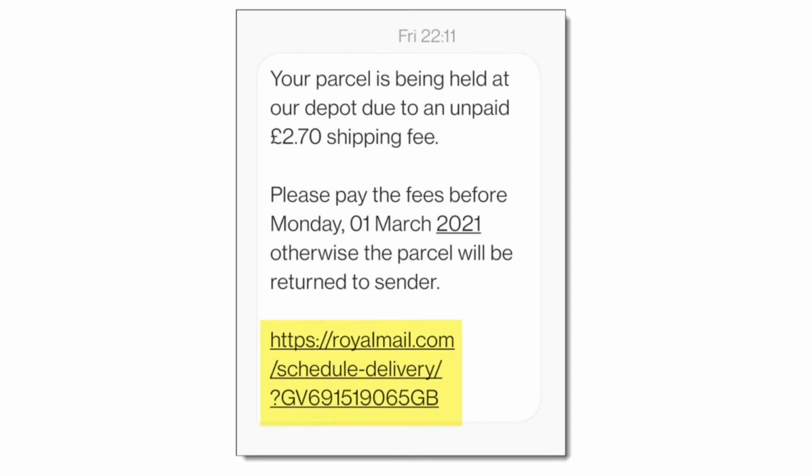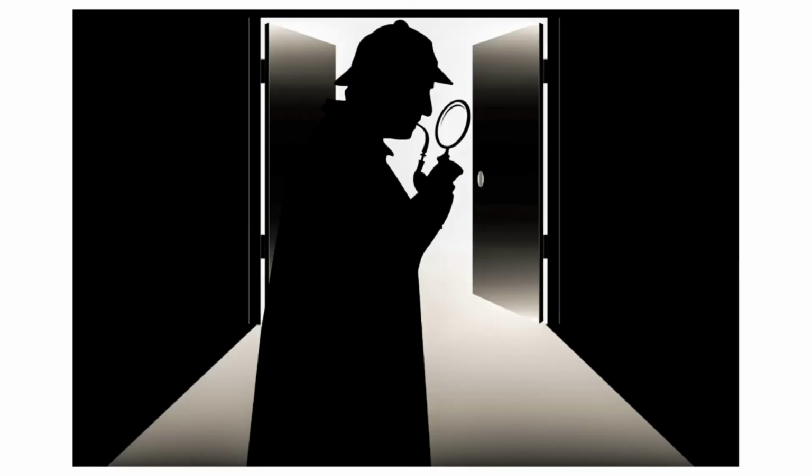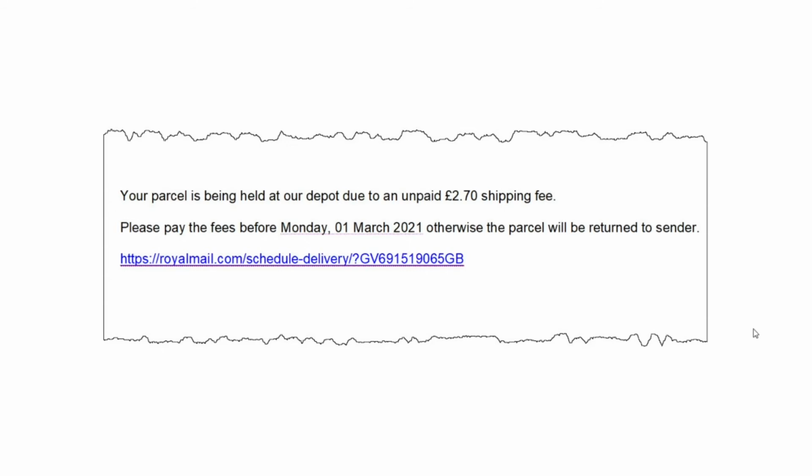But this one here, this looks authentic, doesn't it? royalmail.com. But it isn't. It's a hoax. It's an elaborate hoax. It's a fake. And here's how you could find out whether it's real or not. What you do is you copy that text message and you paste it into Word. So here we go with our little bit of Sherlock Holmes.